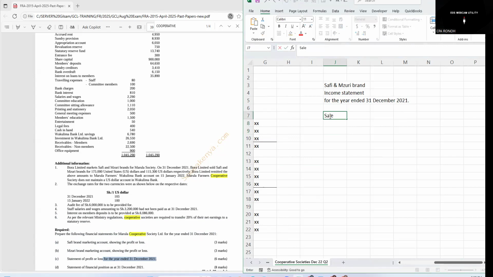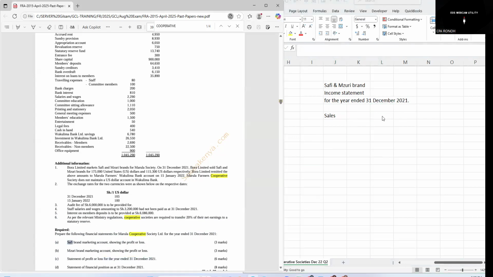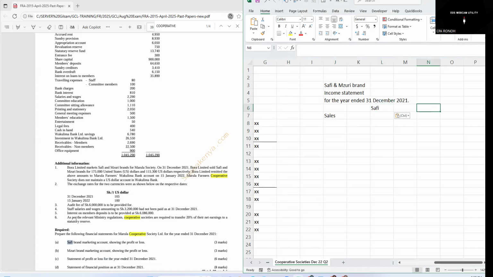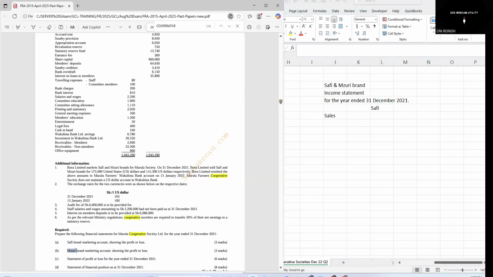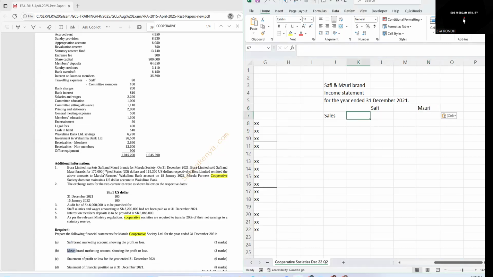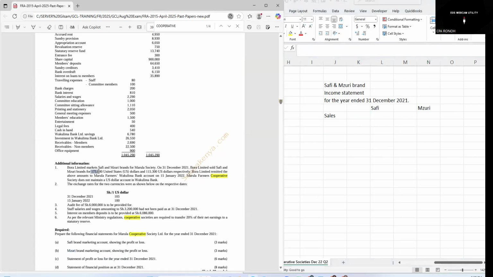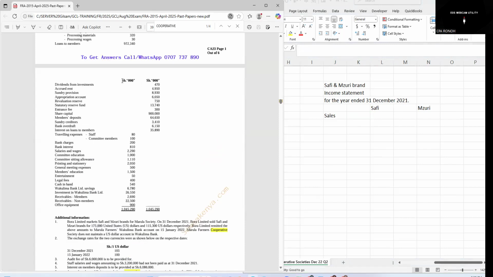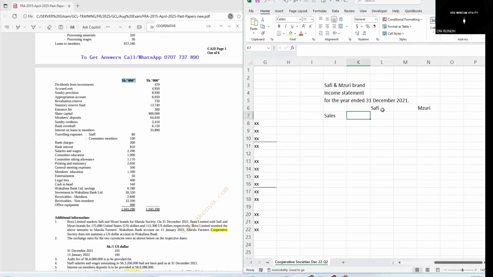First, we'll take the collective sales for the two brands. So we can have a brand of Safi here, and we can have Mzuri on the other side. The revenue, we have been told they sold Mzuri at $175,000. They are in 3 zeros, so you have to show that this is 3 zeros. So they sold this at 175.